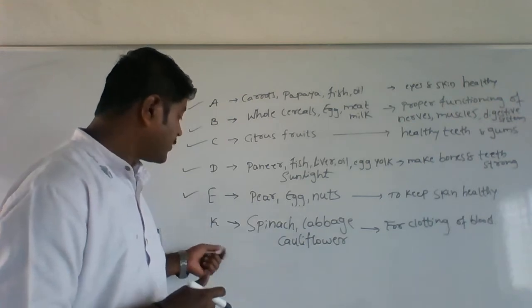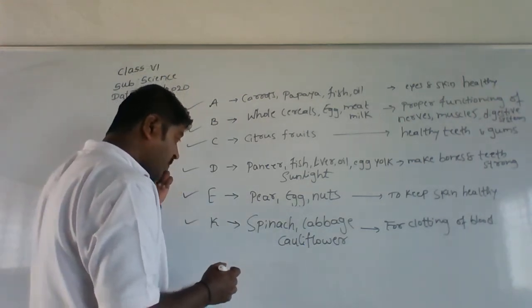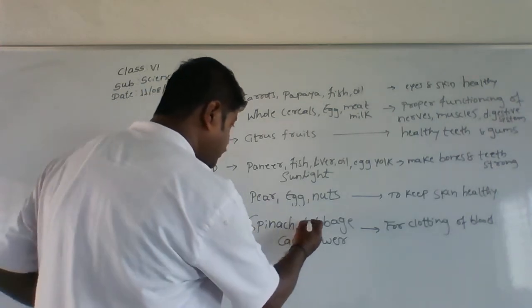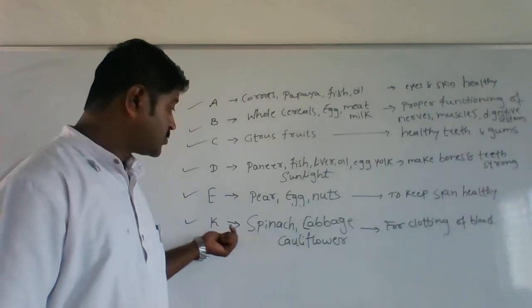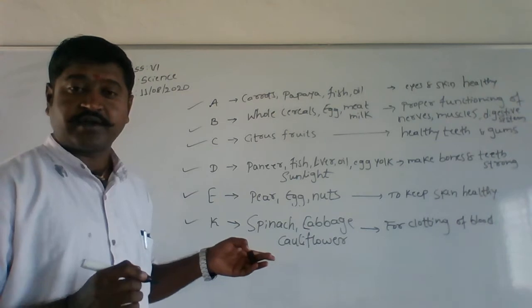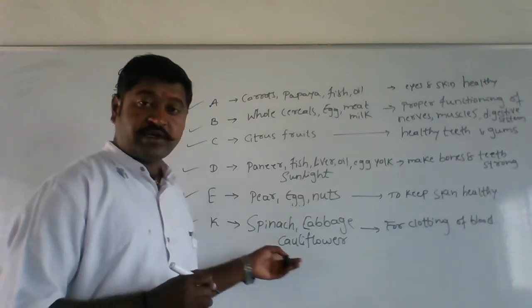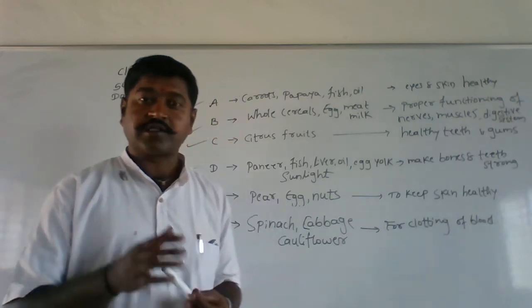Then the last one, that is vitamin K. Where do we get this vitamin K? We get this from spinach, cabbage and cauliflower. So spinach, cabbage and cauliflower have vitamin K in them. So what is the use of this vitamin K? It is helping our body to clot the blood.